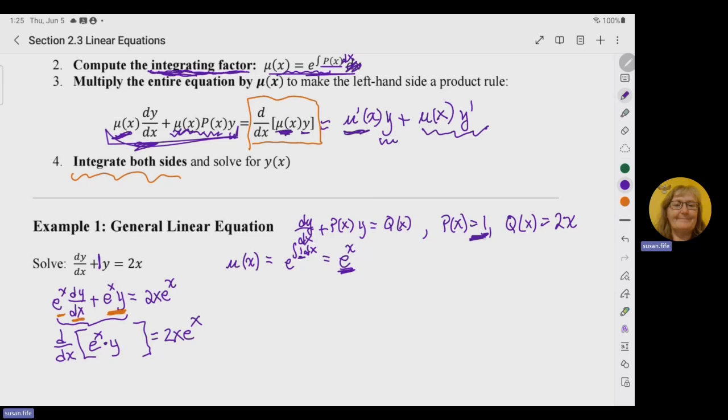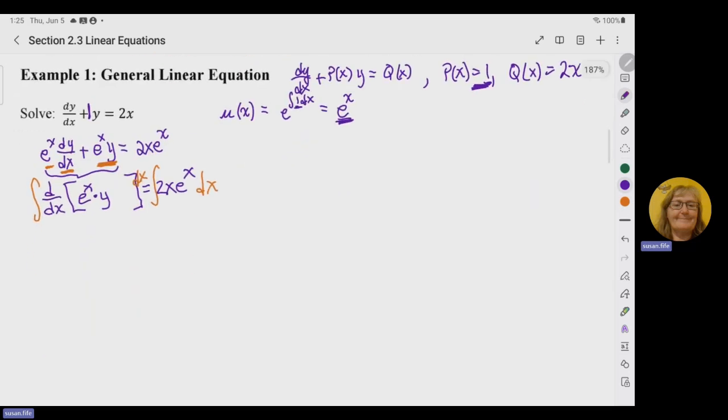If it doesn't check, go back and make sure that you have your p of x defined correctly. So at this point, we want to undo that derivative by integrating with respect to x on both sides of the equation. On the left side, that integral and that derivative cancel out to give you e to the x y. On the right side, that 2 we could take out, but to integrate x e to the x, we want to integrate by parts.